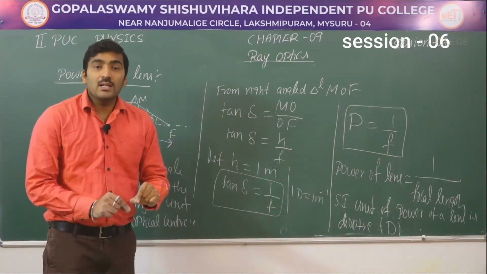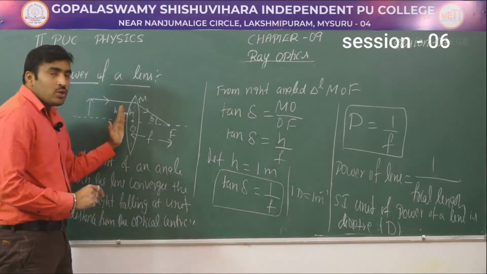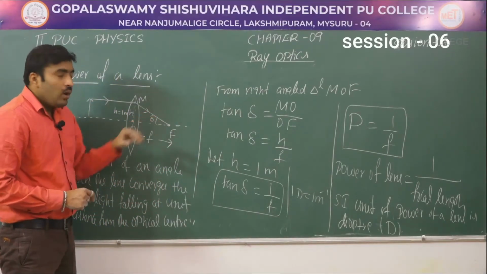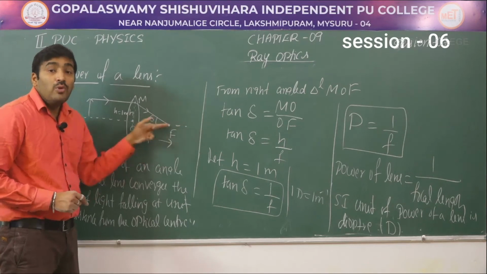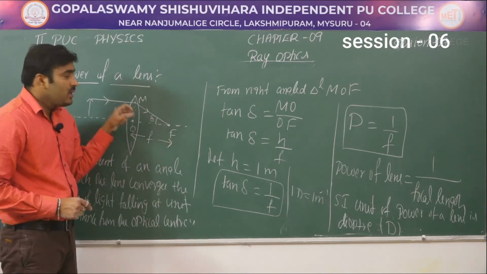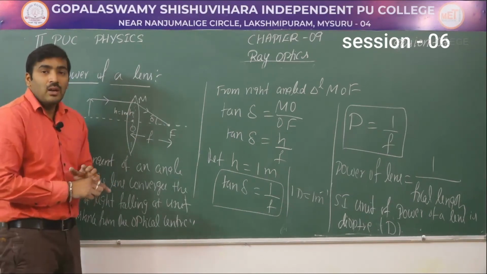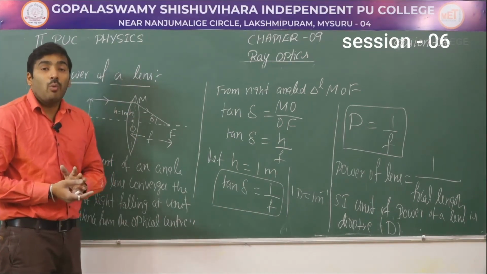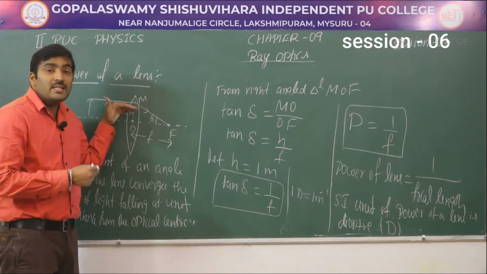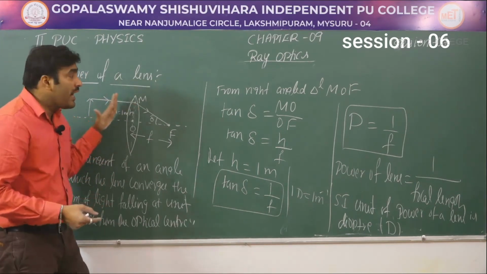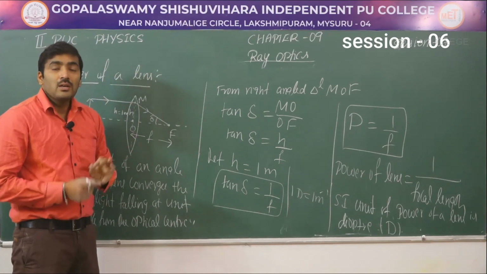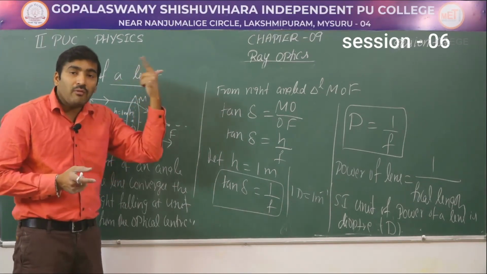The power of a lens is the ability of a lens to converge. How far it is converging or how near it is converging the incident light. So that is what we call the power of a lens in case of a convex lens. For a concave lens, we define the power of a lens as the ability of that lens to diverge the incident beam. Correct? So that is the definition for the power of a concave lens.